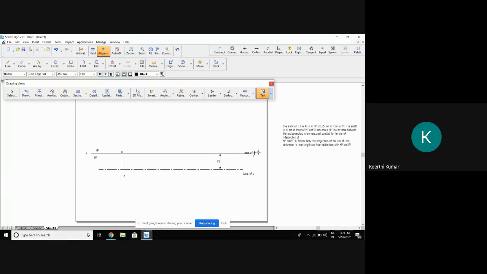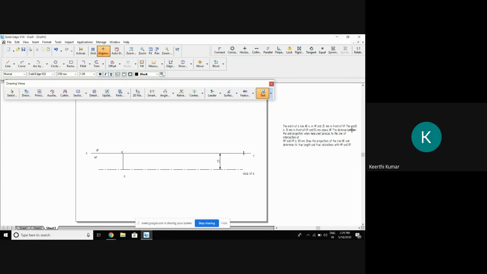Earlier he had given just 10 millimeter above, 40 millimeter above. Now he is telling it is on the line. So it is overlapping the XY line. No need to write this locus of A dash. So I'll delete this. Here, the point A is finished.